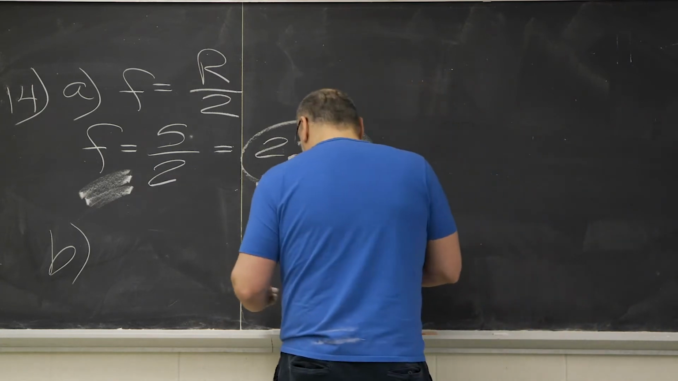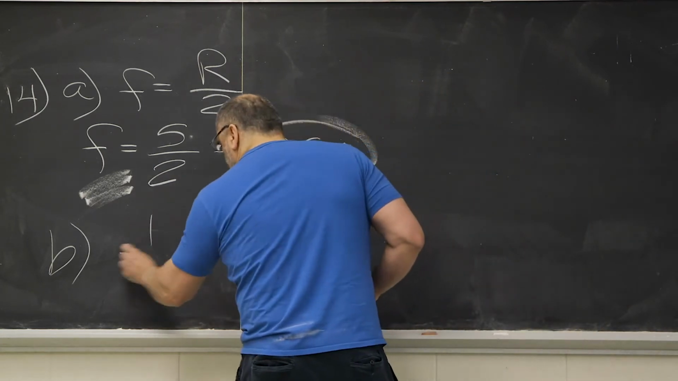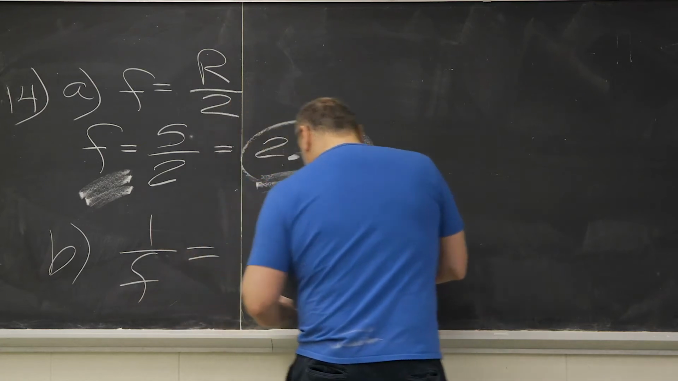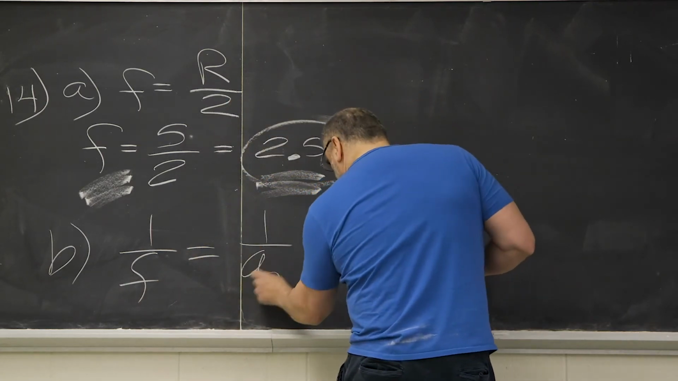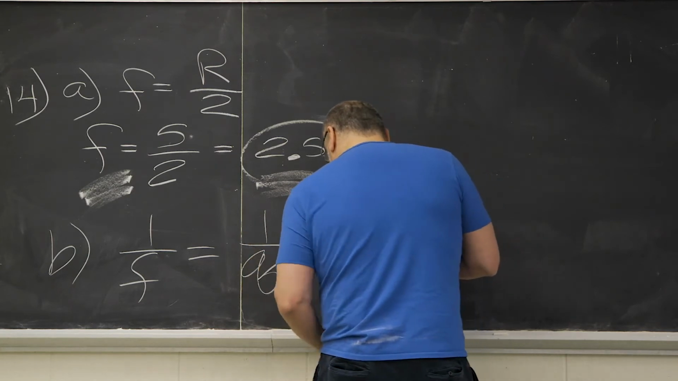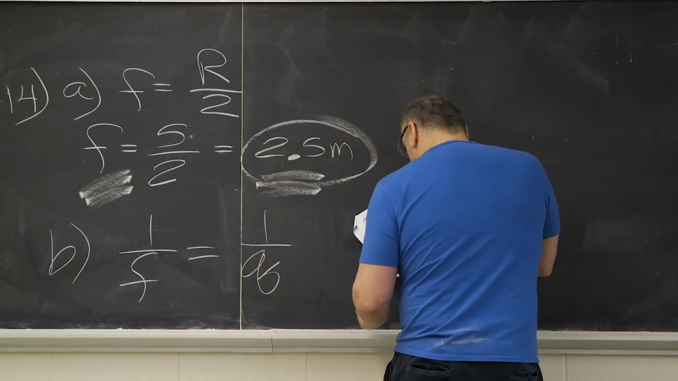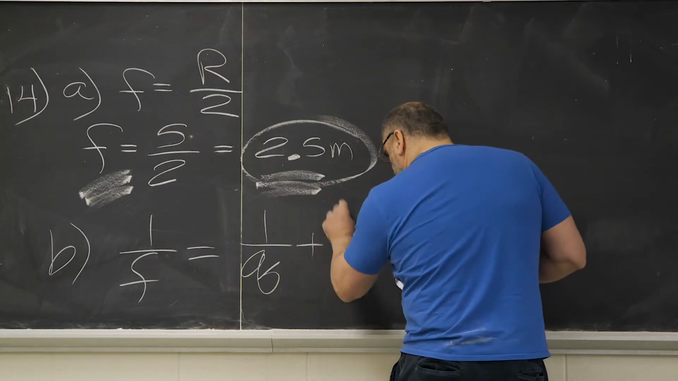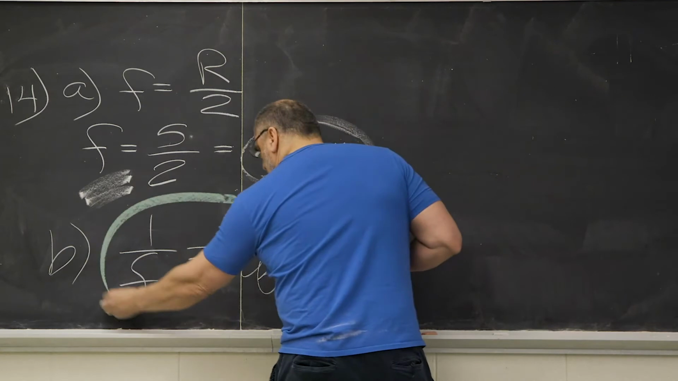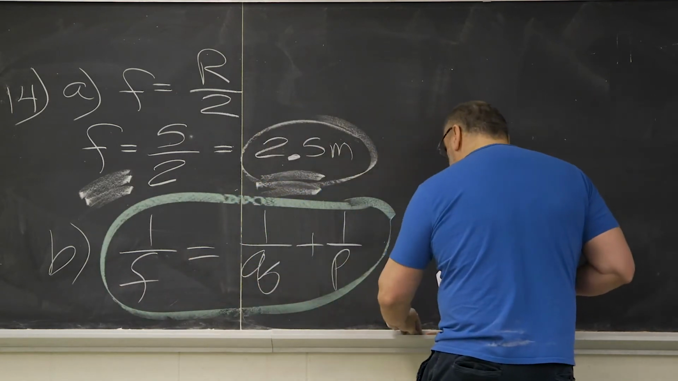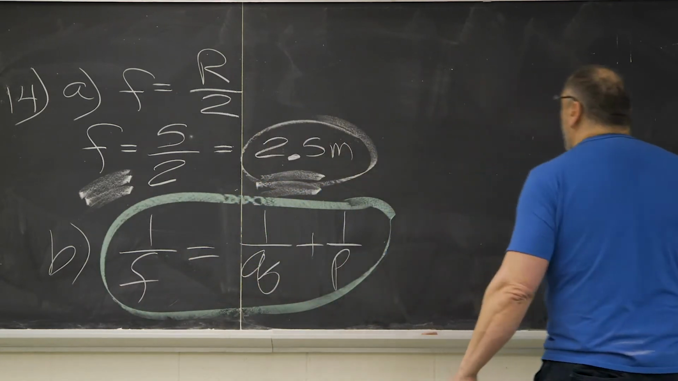For the image distance, we're going to go here again. Pretty bread and butter in a lot of these problems, you guys. 1 over f equals 1 over q plus 1 over p. Very strong, very basic stuff, and that's what's going to get us to where we need to go.